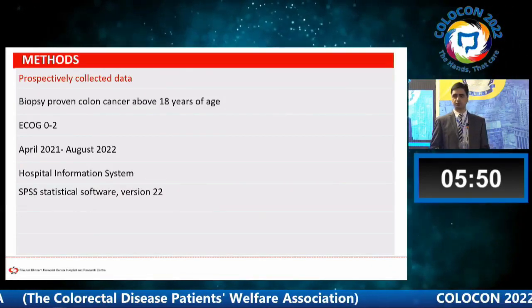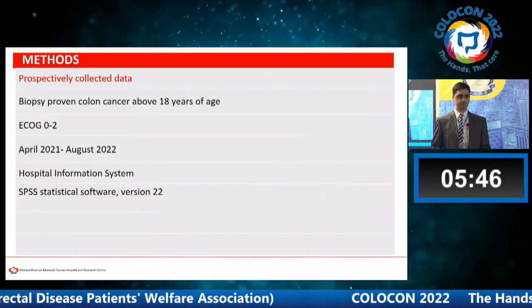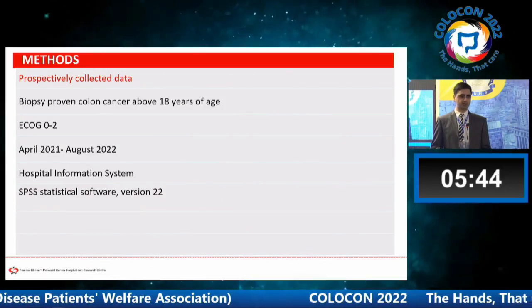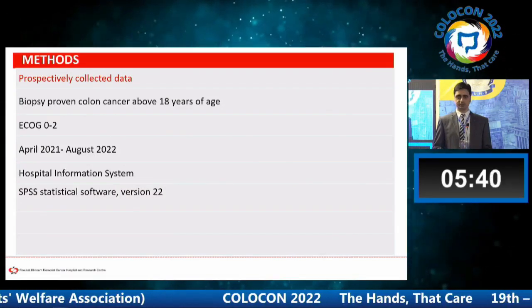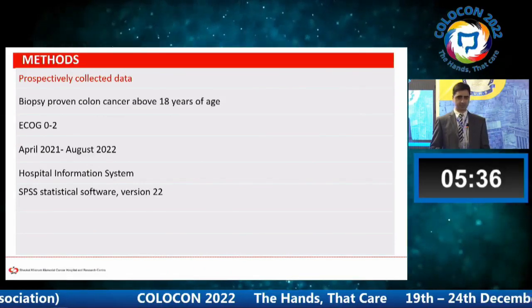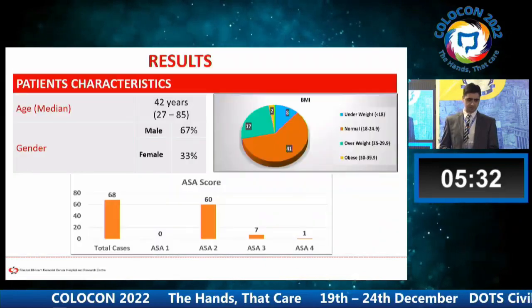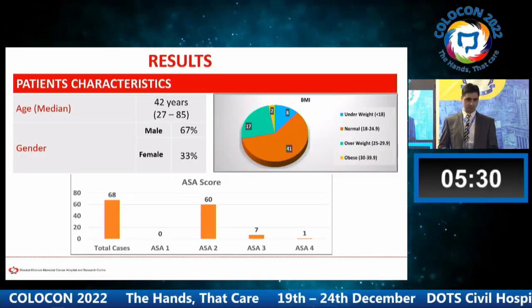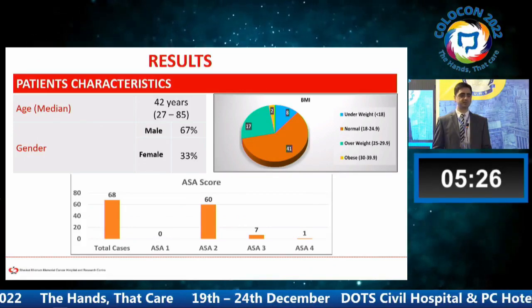So all biopsy-proven colonic cancers of either gender above 18 years of age with acceptable ECOG for elective surgery between April 2021 and August 2022 were included in the study. The data was maintained on the hospital information system, as we are a paperless hospital, and then the data was analyzed through SPSS. Now coming to our results, a total of 68 patients underwent surgery.